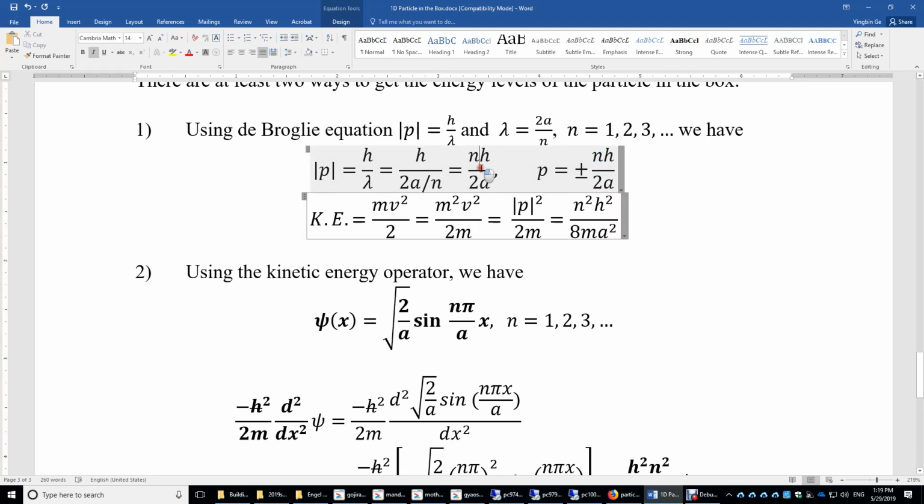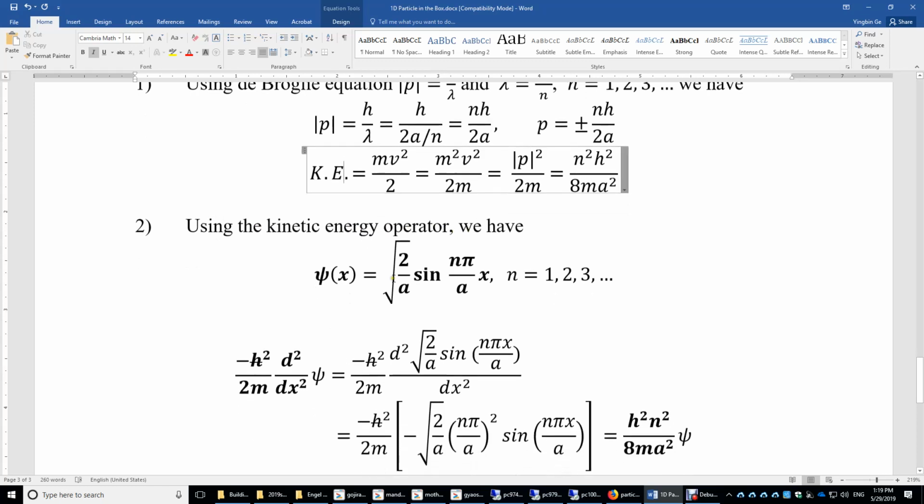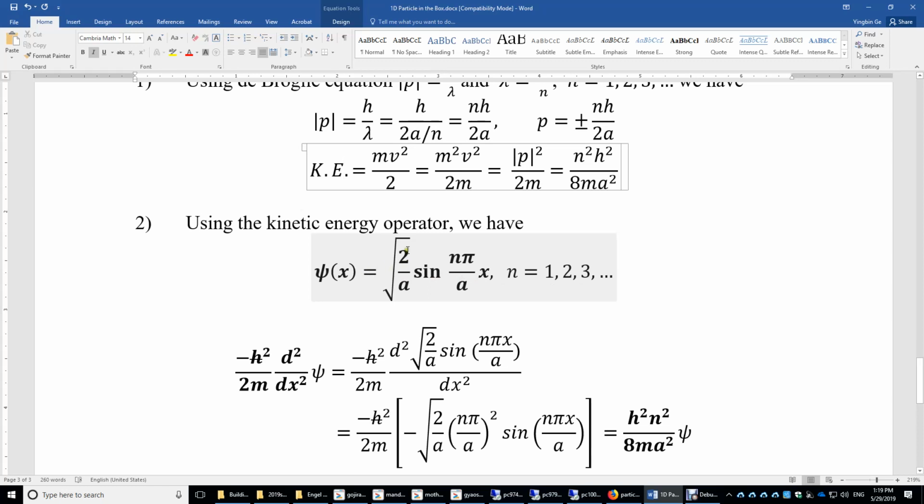Once we have the magnitude of the momentum, the kinetic energy is half mv squared, which is equal to momentum squared over 2m, and we plug in the expression of momentum, we have the kinetic energy expression, n squared h squared over 8ma squared. And also we can use the kinetic energy operator to obtain the expression of kinetic energy. Because we have the wave function here, it's the square root of 2 over a times sine n pi over a times x. Actually, this normalization factor is not important if we are just trying to determine the kinetic energy of the particle.